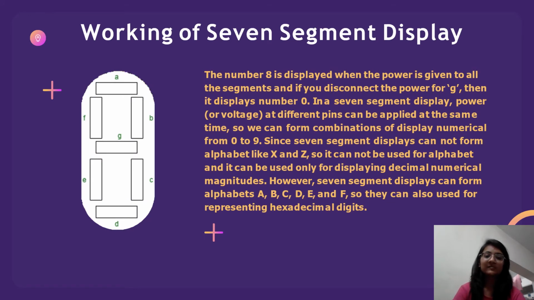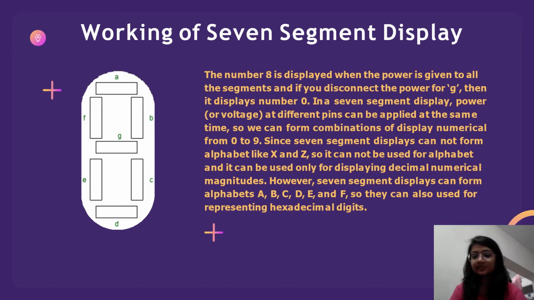So let us see the working of a 7-segment display. This is how a 7-segment display looks like. There are 7 LEDs in it, and we have named them from A to G. If all the LEDs are turned on, then we can display the number 8. Similarly, if we turn off the LED G, then we can get number 0. So by using these various combinations of LEDs, we can get the numbers from 0 to 9.